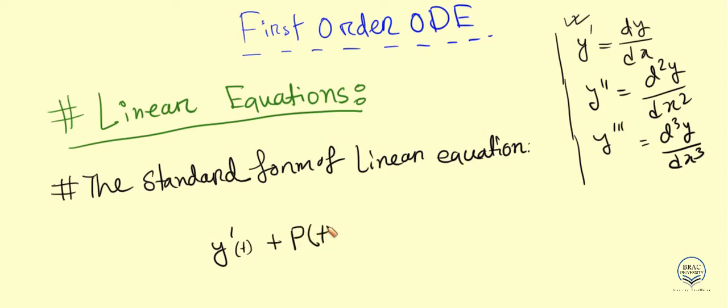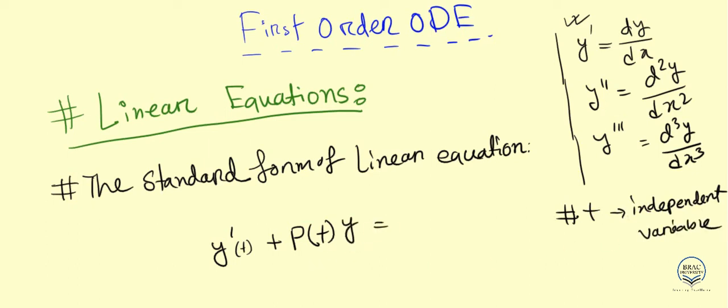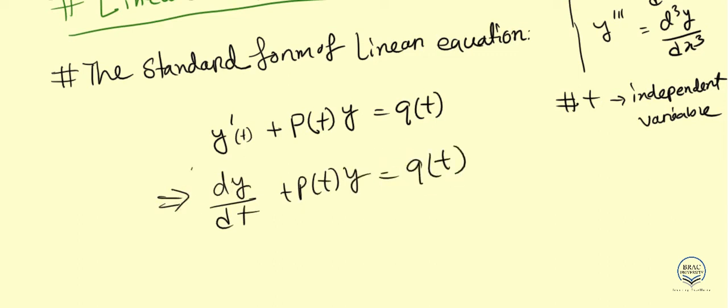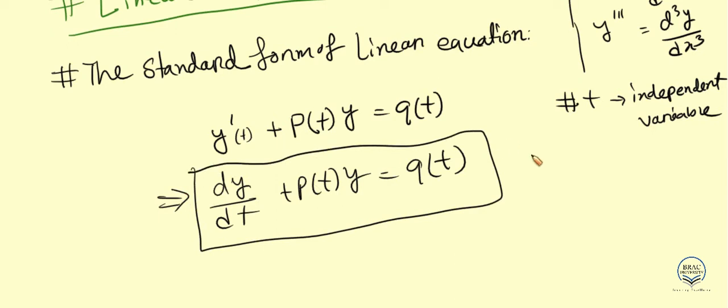And then you have some function that is dependent on the independent variable. Let me just write in a very small fashion that t is our independent variable, and you will have p of t, y, and there is another function q of t. If you write this down using the derivative, this is just dy dt plus p of t, y equals q of t. This is the standard form of our linear equation, and first we will see how we can solve this in a general manner, then we will see an example.